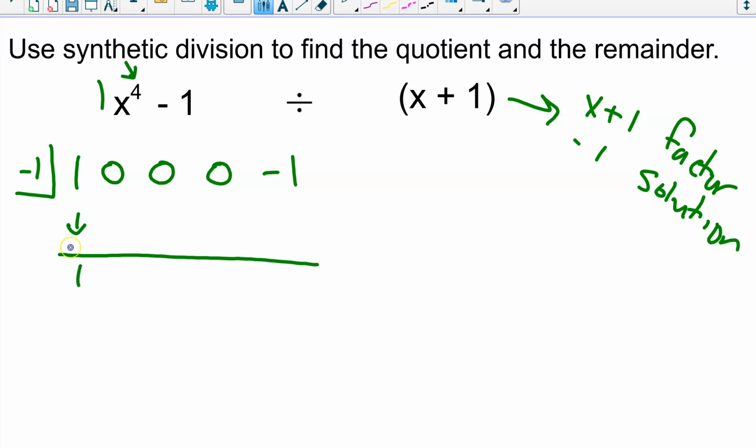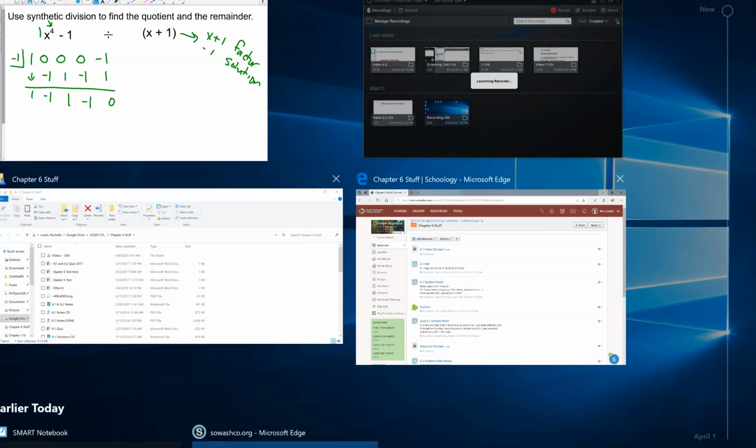So we're going to bring down the 1. Negative 1 times 1 is negative 1. We're going to add. Be really careful you do your signs right on this one. Negative 1 times negative 1 is 1. Add. Negative 1 times 1 is negative 1. Add. And then negative 1 and negative 1 is a 1. Add. And remember this last one, we always show it boxed in.